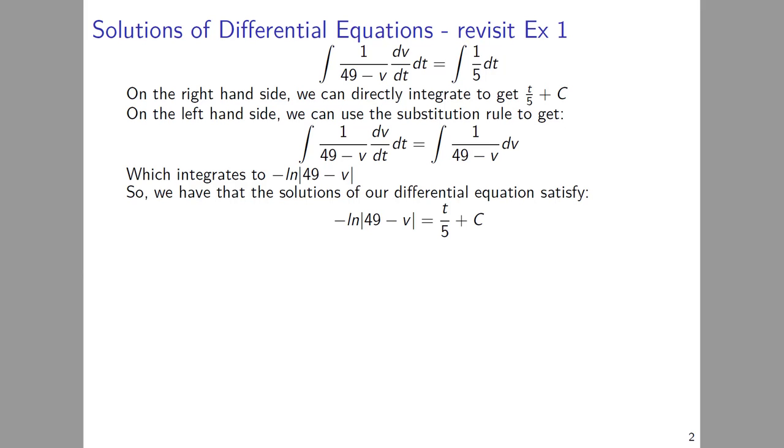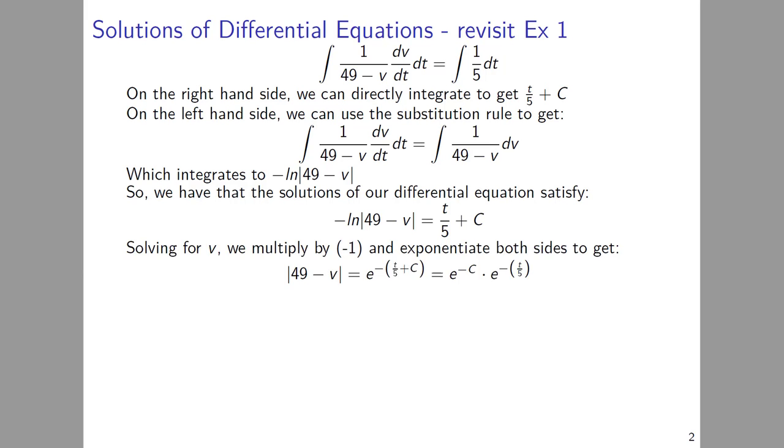So now we have an algebraic equation rather than a differential equation for v. To solve this algebraic equation for v, we'll multiply both sides by -1 and exponentiate to get the absolute value of 49 minus v is equal to e to the negative t over 5 plus c, which can be split up as e to the negative c times e to the negative t over 5. Resolving the absolute value, we can rewrite this as 49 minus v equals plus or minus e to the negative c times e to the negative t over 5.